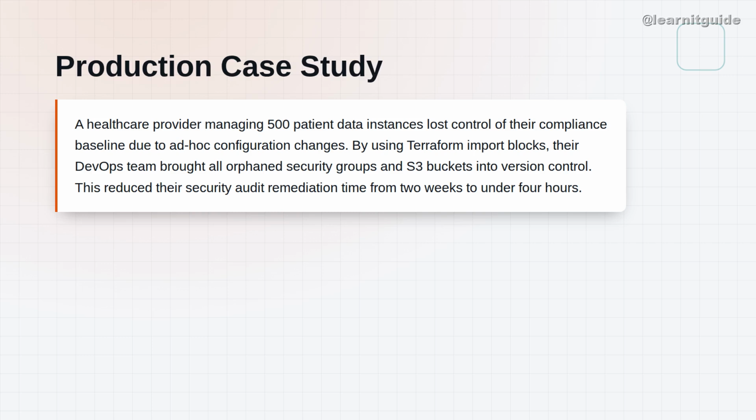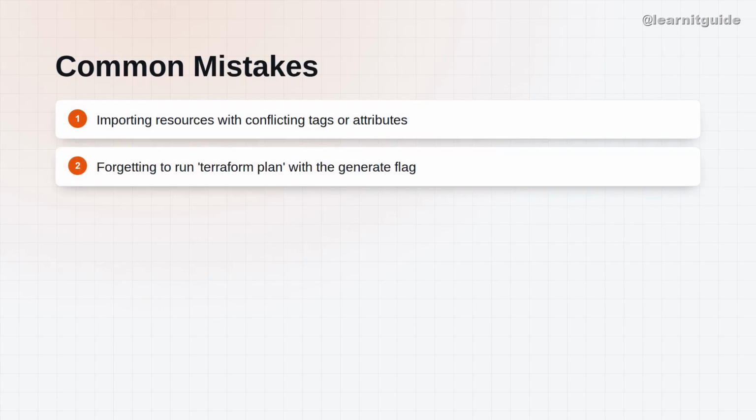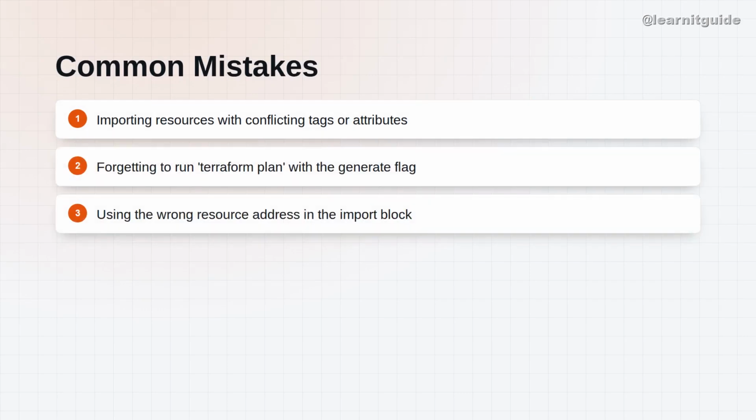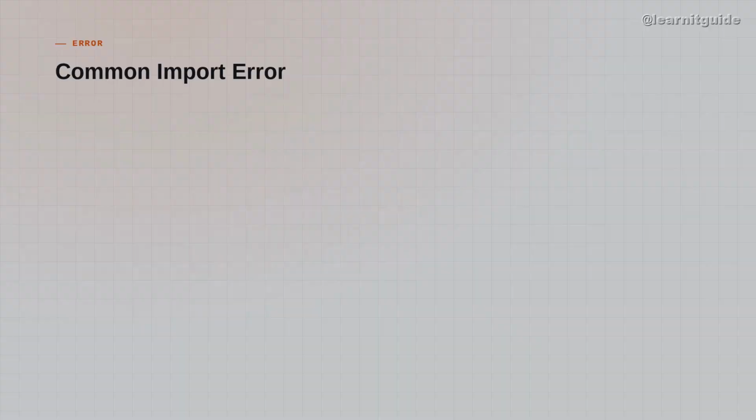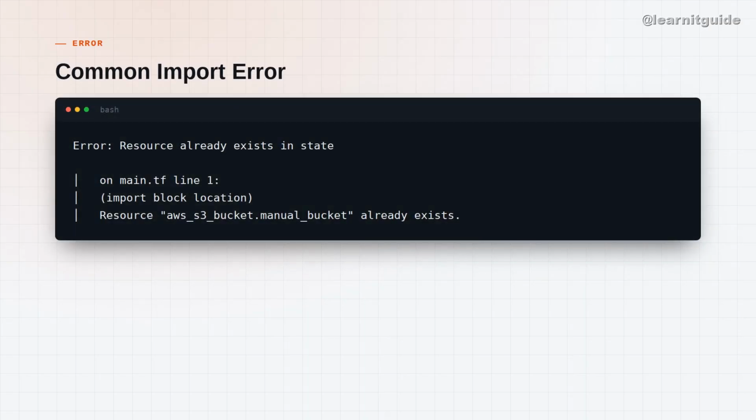What are the common mistakes? First, importing resources with conflicting tags or attributes is a major headache. Second, forgetting to run the plan command with the generate flag means you lose the ability to see the auto-generated code before it hits your state. Third, using the wrong resource address in the import block will fail the import entirely, often with confusing permission error messages. You might see this error if you try to import something that is already in your state file.